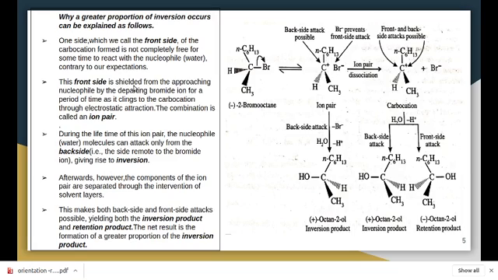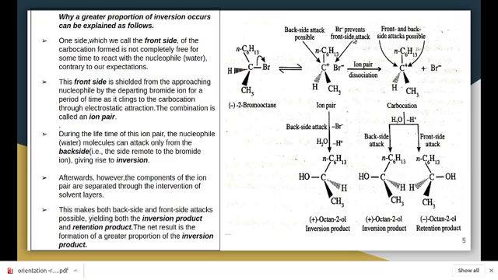So this front side is shielded from the approaching nucleophile by the departing bromide ion for a period of time, as it clings to the carbocation through electrostatic attraction. The combination is called an ion pair. So what happens when a carbocation is formed? When a carbocation is formed, due to the dissociation of the leaving group, the leaving group will not move away. It will form an ion pair with the carbocation due to electrostatic attraction of different charges.